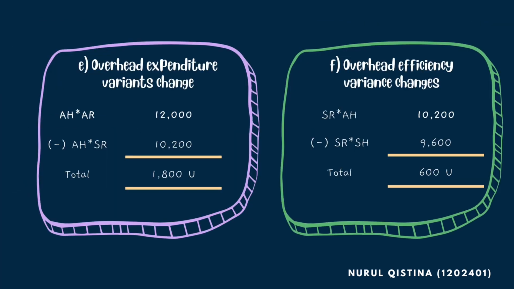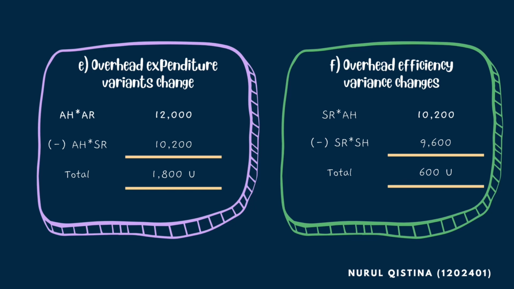Therefore, for question E, which is to determine the overhead expenditure variance, the actual cost of variable overhead given in the question is 12,000 ringgit minus 10,200, which is 3,400 actual hours multiplied by the 3 ringgit standard rate. Then we will get the answer, which is 1,800. This produces an unfavorable outcome because the actual costs are higher than the standard cost.